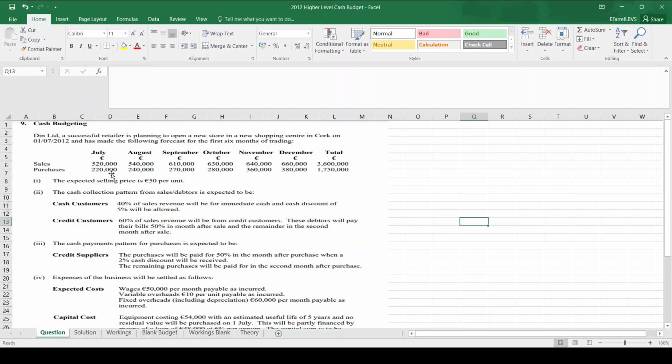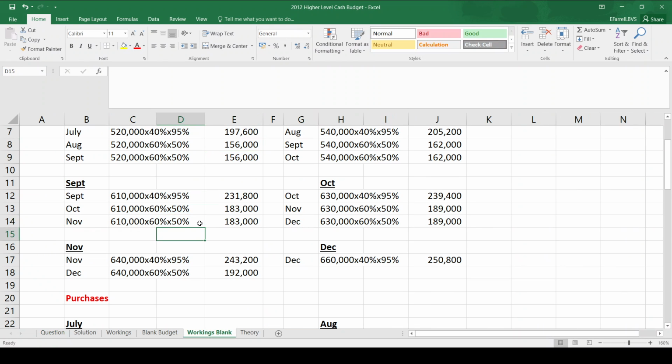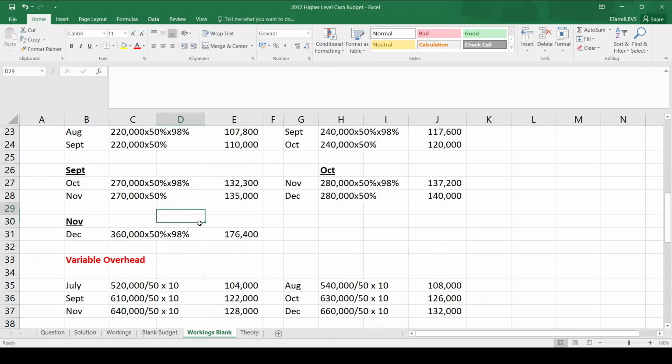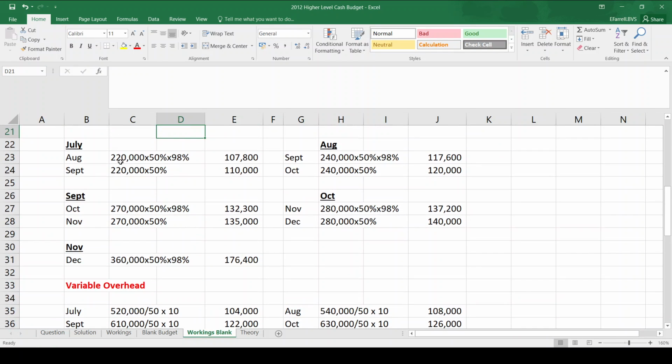So for the workings, in July I'm not going to pay for anything. I'm going to pay a month later, which will be August, and I get a discount, and the remainder will be September. So again, with the workings, purchases for July are 220,000. I'm going to pay for half of those in August, so I multiply by 50%. And if I pay in August, I get a discount of 2%, so I'm only paying 98%. And then the other 50% without the discount is paid in September.